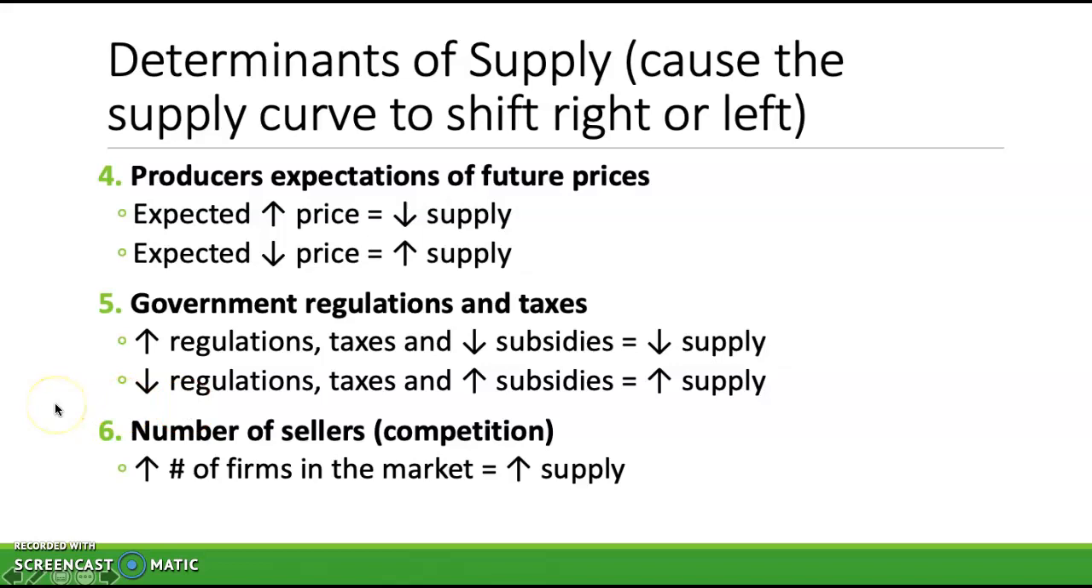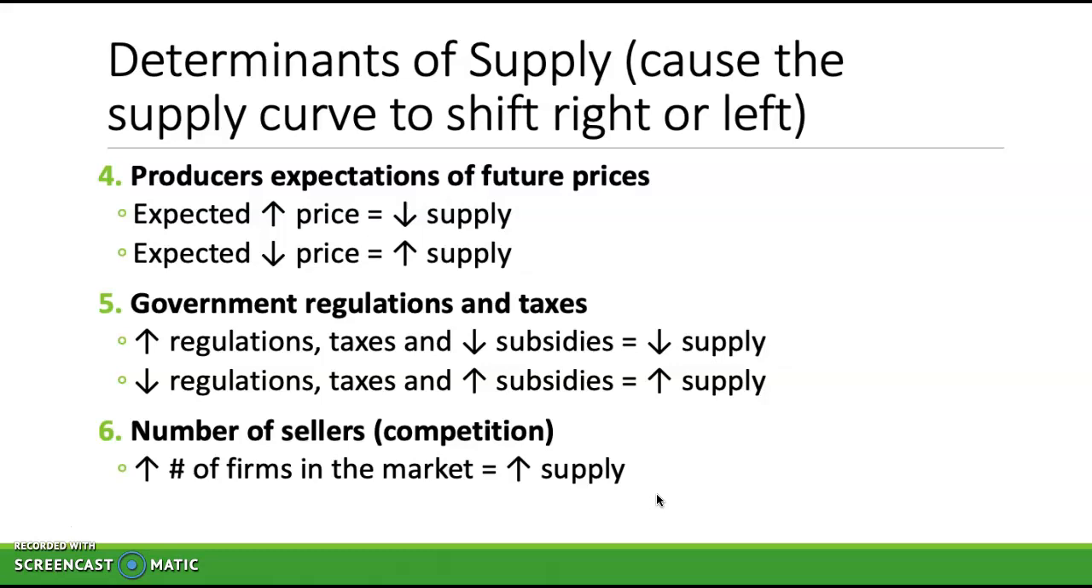And last but not least, the sixth determinant of supply is the number of sellers. So looking at competition in the market, if you will. Generally speaking, the greater the number of firms, the greater the number of businesses or companies in any given market, the greater the supply. It's just pure and simple math. The more people that produce shoes in a market, the more supply of shoes there will be.